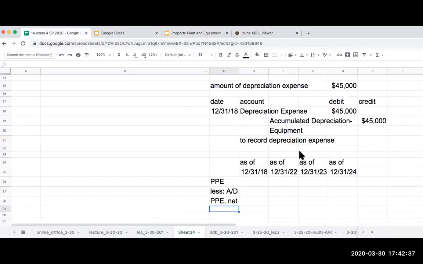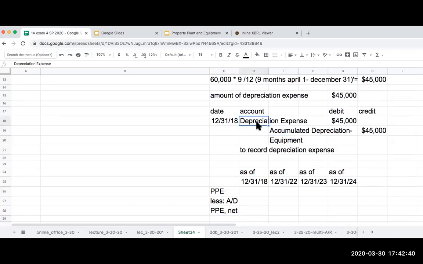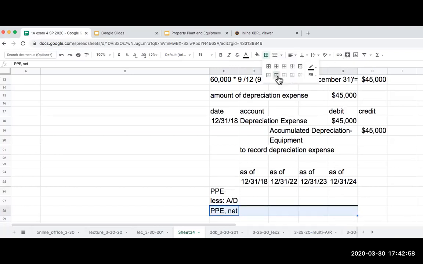As a reminder, depreciation expense is an expense, so it's going to be closed out to retained earnings. Accumulated depreciation is a contra asset account. It does not get closed out to retained earnings. It goes onto our balance sheet. So we know that the amount for 2018, because the beginning amount was 0, is going to be $45,000. My property, plant, and equipment is $500,000, which was my acquisition cost, so my property, plant, and equipment net is going to be $455,000.